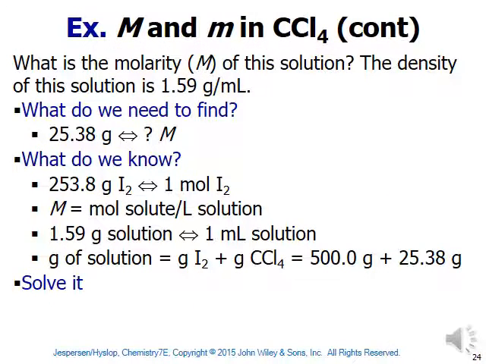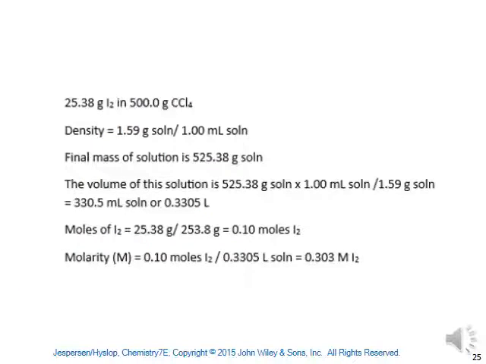Okay, now let's figure out molarity. We're going to be using density in this case because density is in terms of solution. So density is 1.59 grams solution per mL solution. Okay, so we're going to use that information to help us figure this out. So let's go to the next slide to show you how I do it. So you have 25.38 grams of iodine and 500 grams of carbon tetrachloride, and the density is 1.59 grams solution per 1.00 mL solution.